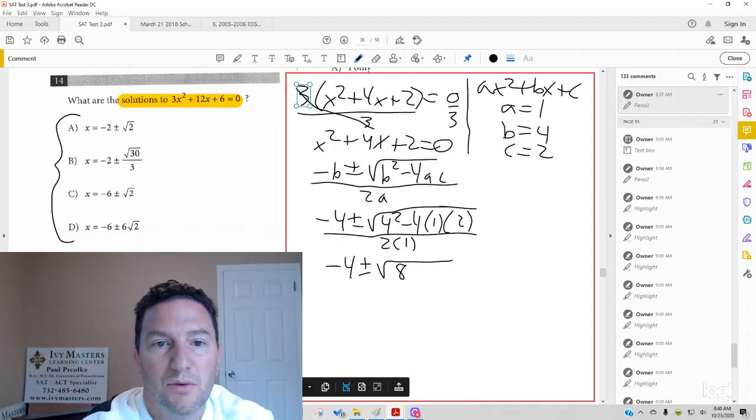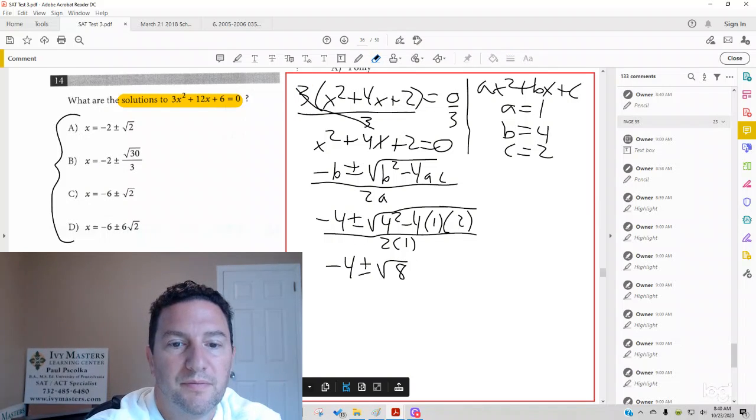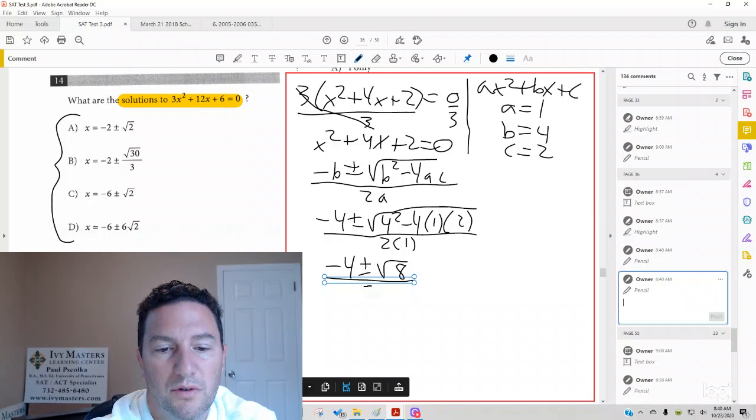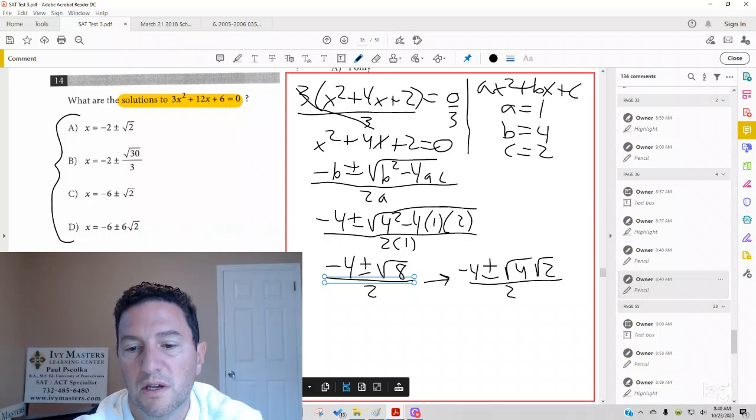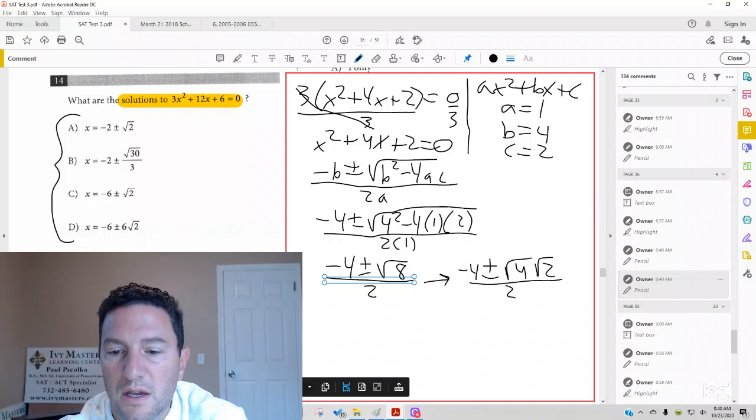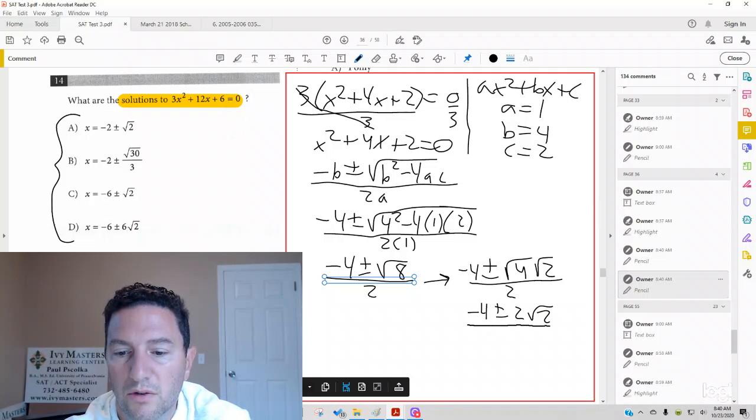And I made that root kind of long. I don't need it that long. But the whole thing over 2. Now I could factor the square root of 8. How would it factor? It would factor negative 4 plus or minus. Another way to write the square root of 8 is to write the square root of 4 times the square root of 2. When factoring, I always find it easier to write the perfect square first, because then it factors negative 4 plus or minus 2 root 2 all over 2.